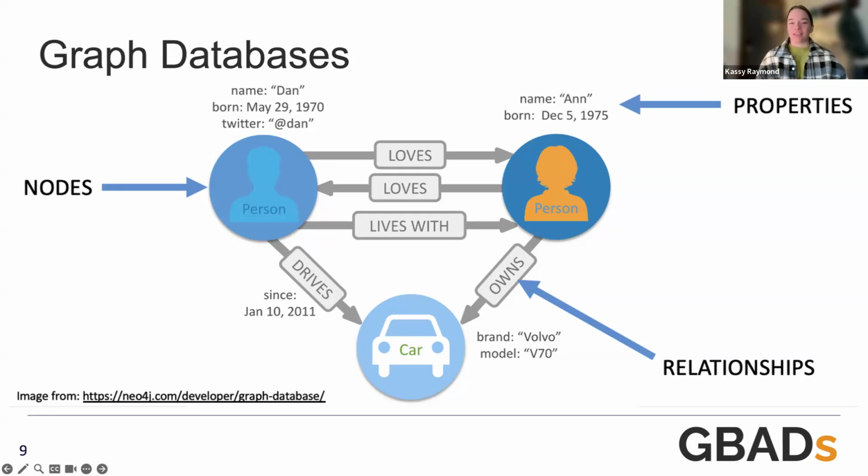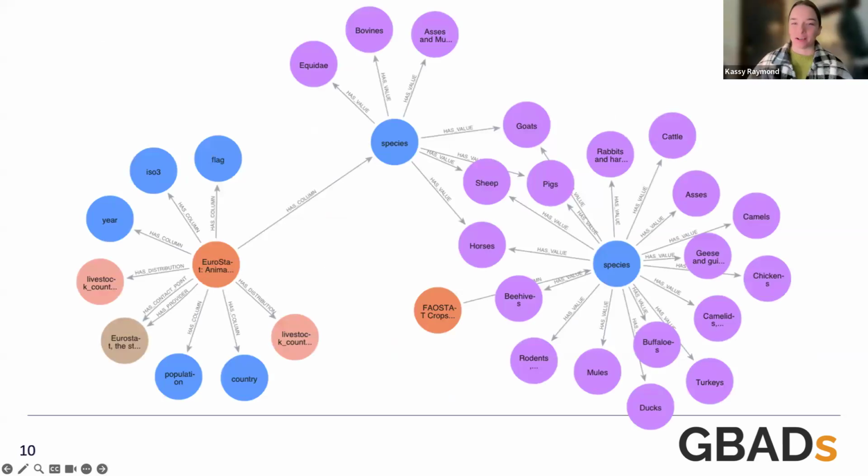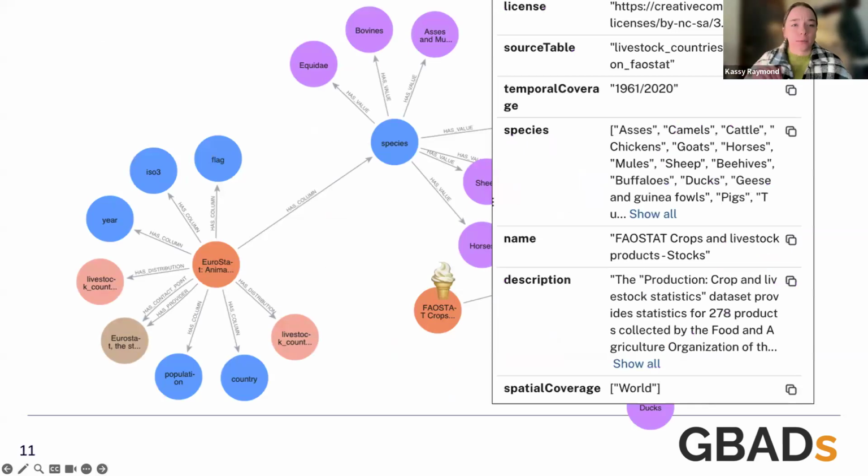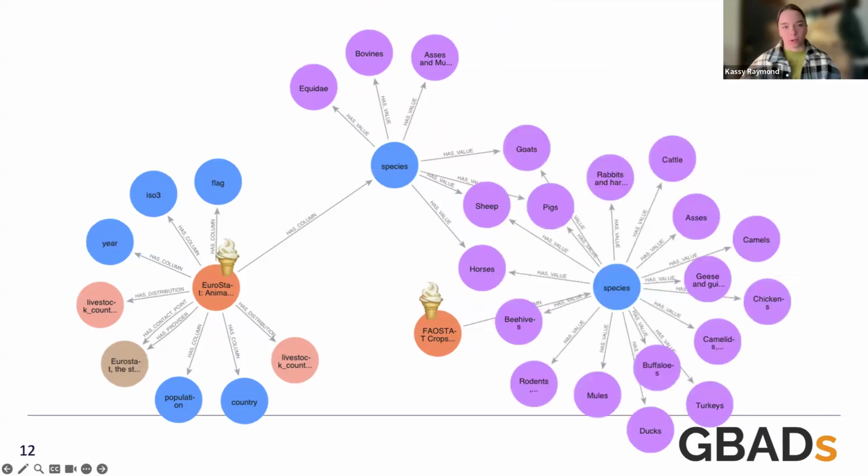So we use graph databases to store and manage metadata from different data sources. So what does this look like for data and metadata? In our example here, the orange nodes represent data sets, which would have information about the data sets as properties. So here the properties are the metadata, so the licensing information, the temporal coverage, the species, the name of the data set, the description, and the spatial coverage. But the interesting bit, at least to me, is that we've mapped out the columns and then the species represented in each of the columns in the data set, which are the purple nodes.